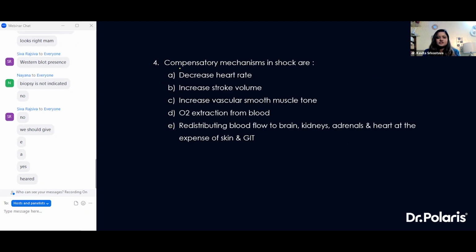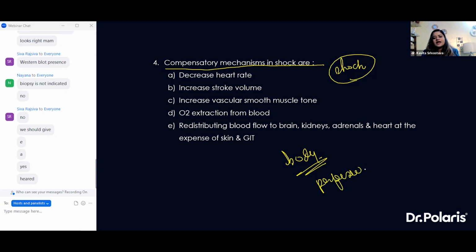All right, next question on shock. Compensatory mechanisms in shock are. So once the body goes into a stage of shock, what will happen? How will the body try to regain the proper perfusion? Compensatory phase basically means when the body itself makes certain changes in itself to regain the perfusion. And once it stops making any changes, the body goes into decompensated shock. So once a baby goes into shock, the first stage is the compensatory mechanism. What all will happen to relieve the stage of shock?